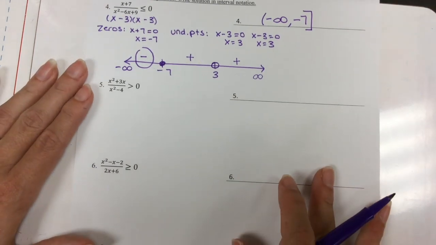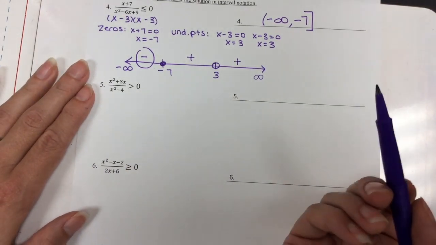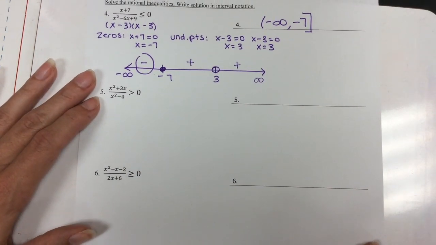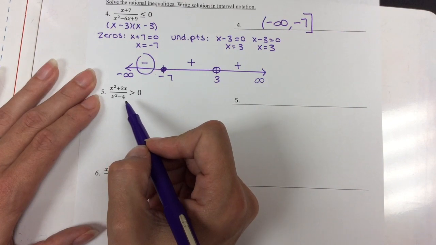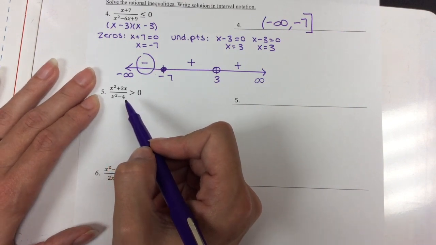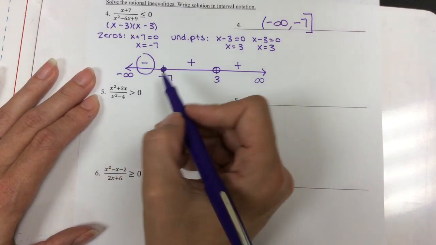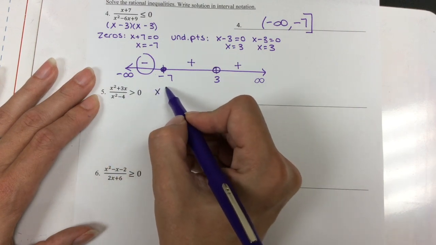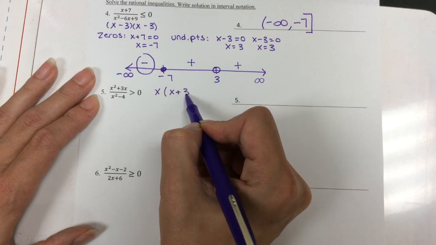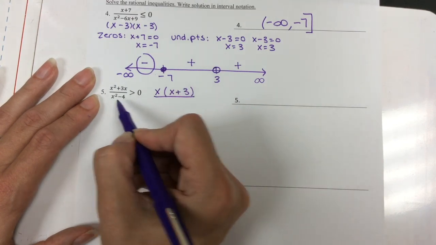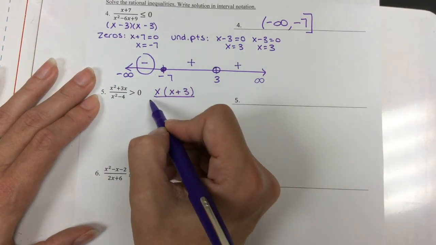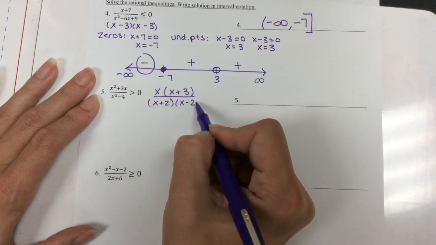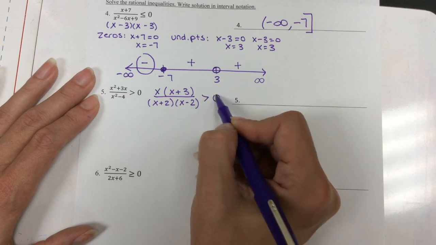Okay, let's do one more. Let's look at number 5. I'll do number 5, and then I'll let you do the rest on your own. Okay, so number 5, step 1, factor everything. So we have a numerator with x squared and x, so I can factor an x out, and I'm left with x plus 3. A denominator, that's the difference of 2 squares. So x plus 2 and x minus 2, and that's going to be greater than or equal to 0.